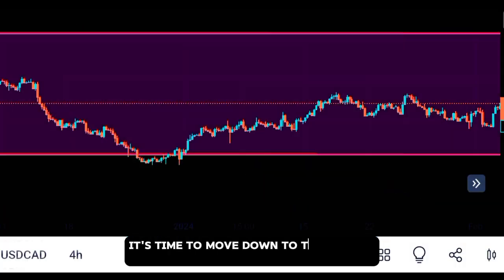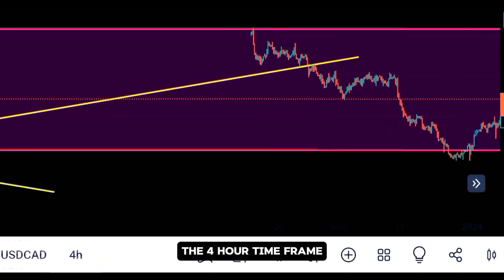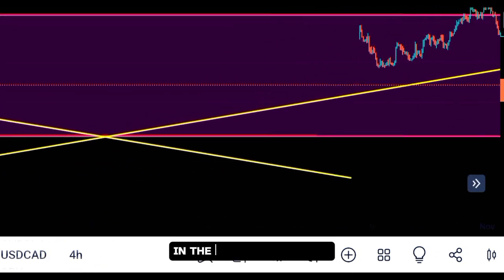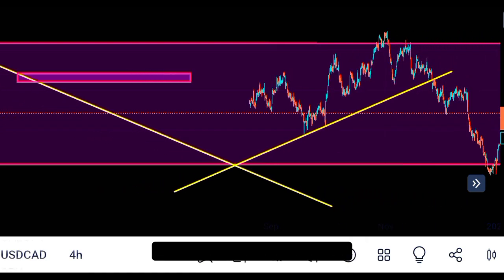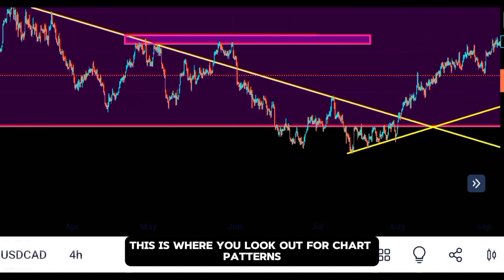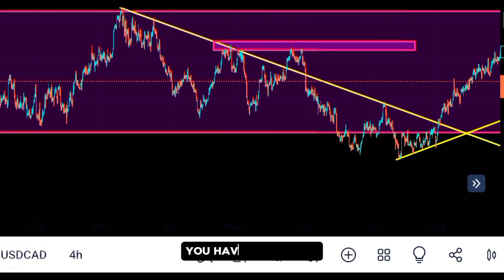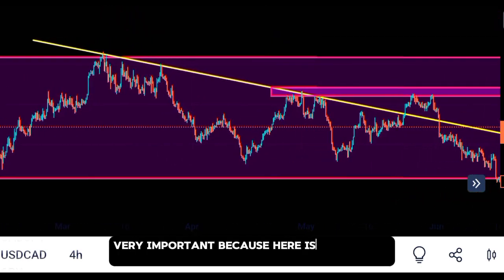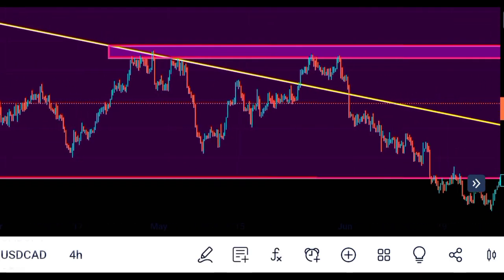Now it's time to move down to the second lower time frame, the 4-hour time frame. In the 4-hour time frame, you are beginning to understand the market in a broader view. This is where you look out for chart patterns and watch how the market approaches those areas you have drawn out. Very important, because here is where you strategize and wait for movement.